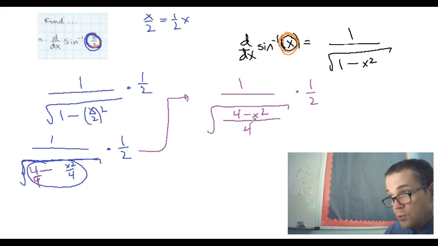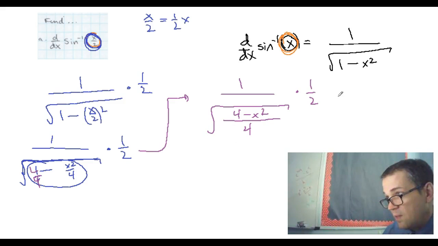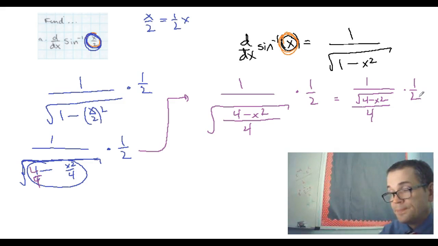It's helpful to know, too, that when you have the square root of a fraction, you can break it up as square root of the top over square root of the bottom. So then I can think of this as 1 over the square root of 4 minus x squared over the square root of 4, times a half. Square root of 4. Yep.